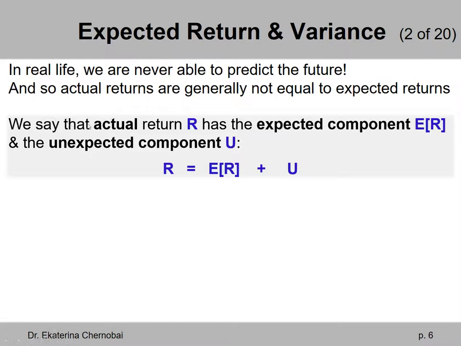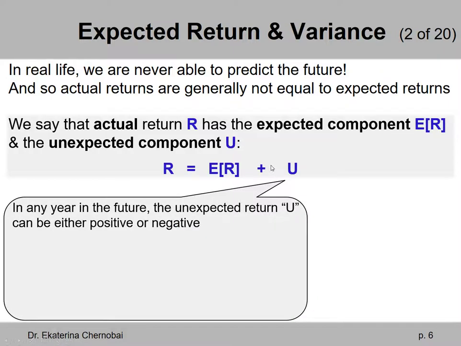And we say that actual return, capital R, has two components. What we thought it would be, or the expected component, E, and in the brackets R. And the second component is what we did not expect to see, the unexpected component, which we denote by capital U. So mathematically, it's as if we have R, that's the actual return, equals E in brackets R, expected return, plus capital U, the unexpected return. Let's look at an example.